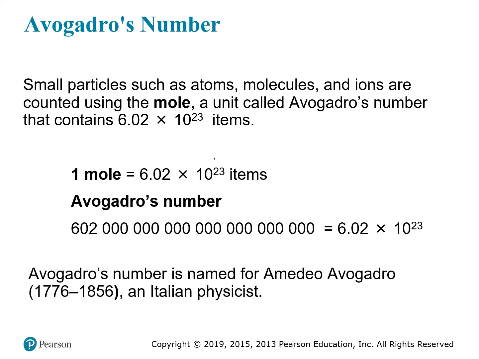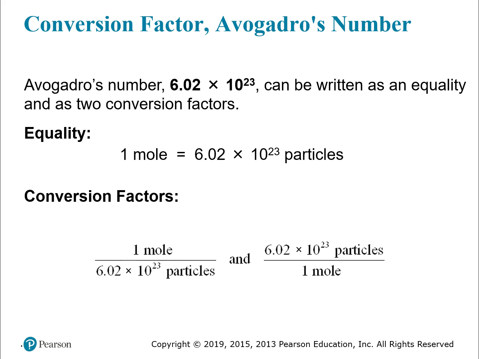We can write an equality that says 1 mole is equal to 6.02 times 10 to the 23rd items, which, again, for the most part, we're going to be talking about atoms and molecules. We can throw ions in there, but for our purposes, for doing calculations, it's just going to be atoms and molecules. So keep this in mind, that equality. And yes, I said equality.